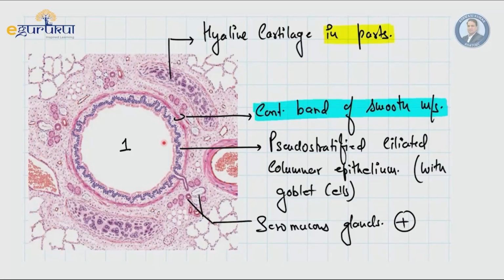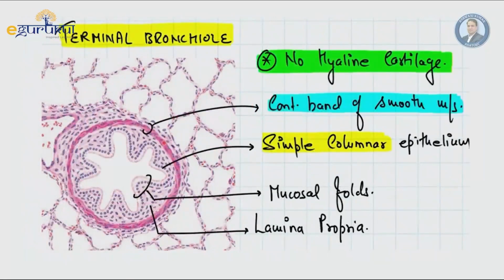The third slide that I'm going to show you here, going further, is a slide of a terminal bronchiole. Now, we're coming from the bronchus to the bronchiole, guys. This is a slide of a terminal bronchiole. Now, what you see is that, first of all, there is no hyaline cartilage. So once you stop looking at the hyaline cartilage, that means you're not looking at a bronchus, now you're into bronchiole. So there's no hyaline cartilage there.